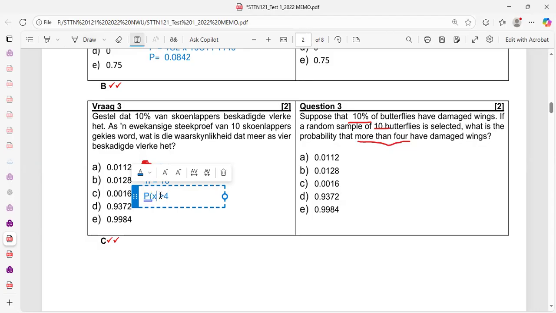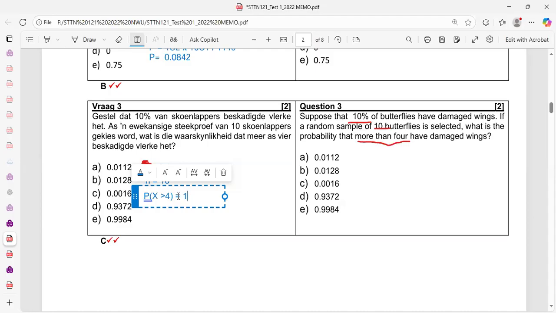X is greater than 4. Now, guys, remember, if they say greater than 4, you know that you're going to start with 5, 6, 7, 8. You make sure that you don't exceed the number of the random sample. You can take 5, 6, 7, 8, and 9. But that's going to take time, because you'd find the probability for 5, 6, 7, 8, 9 and then add them together.